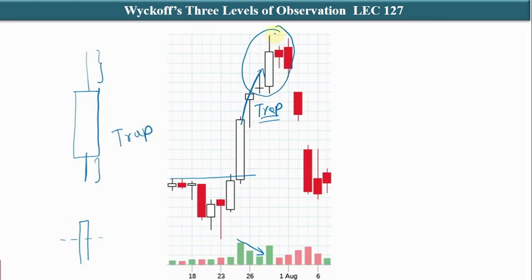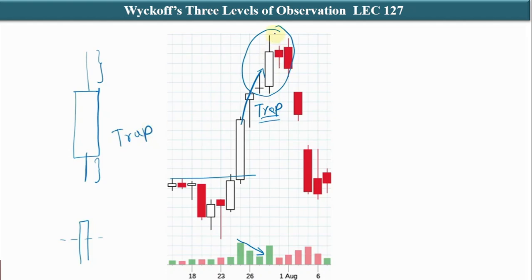Understanding bear traps and Wyckoff's 3 levels of observation. Just as we observed traps on the bullish side, now we already understand the trap on the bullish side. A similar trap can occur on the bearish side, isn't it? On the bearish side as well.